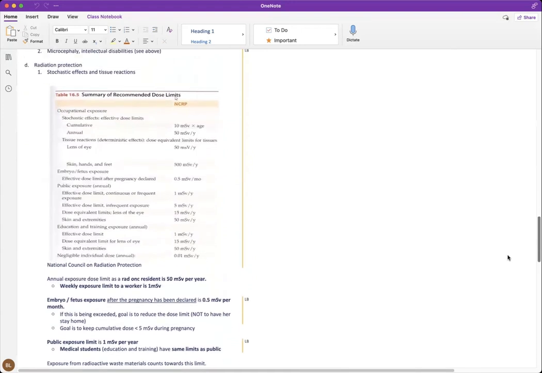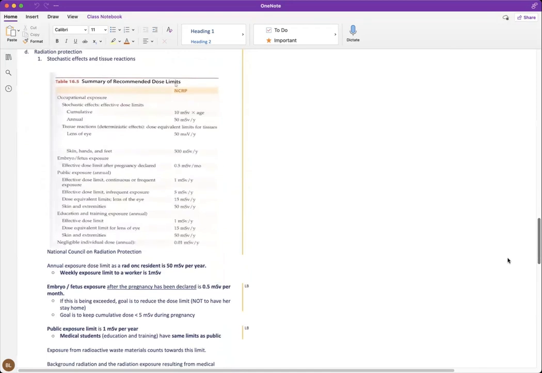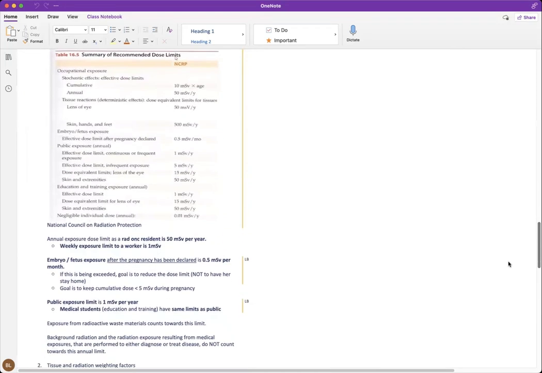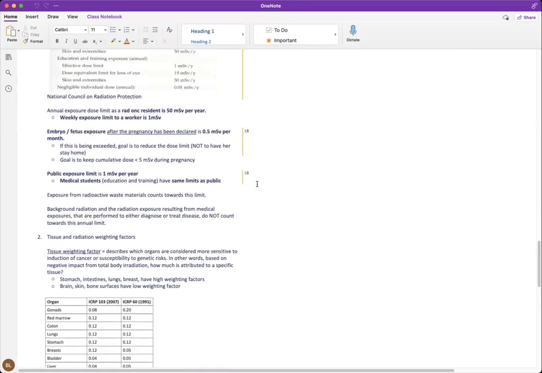Okay, stochastic effects and tissue reactions. This was super annoying. Unfortunately, I think you might be tested on some of this. Some of this I already talked about, but I included this just for completeness.